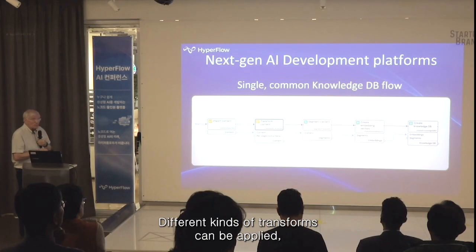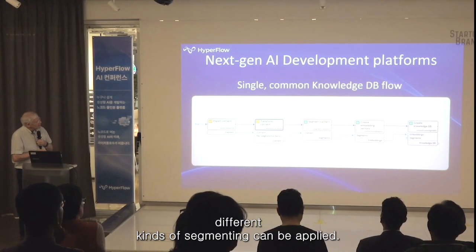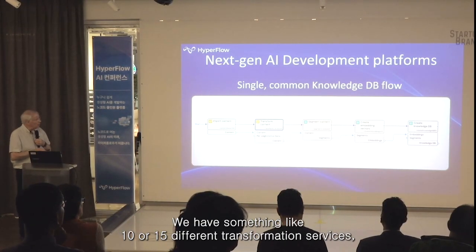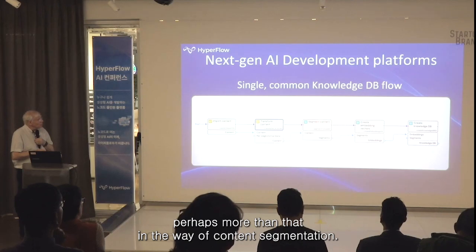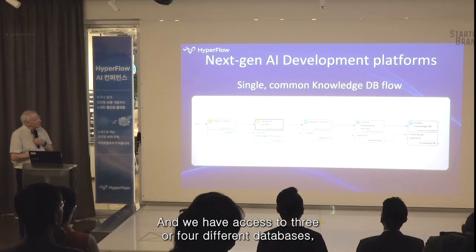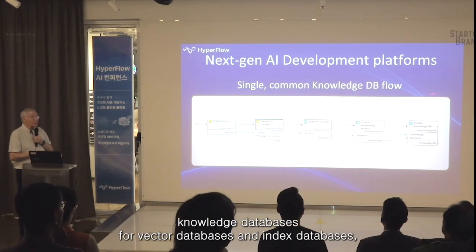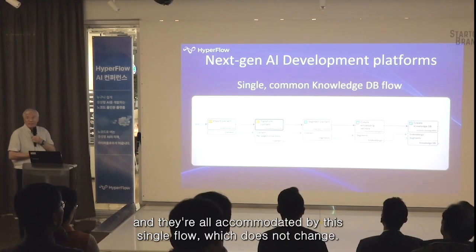Different kinds of transforms can be applied. Different kinds of segmenting can be applied. We have something like 10 or 15 different transformation services, perhaps more than that in the way of content segmentation. And we have access to 3 or 4 different databases, knowledge databases, both vector databases and index databases. And they're all accommodated by this single flow, which does not change.